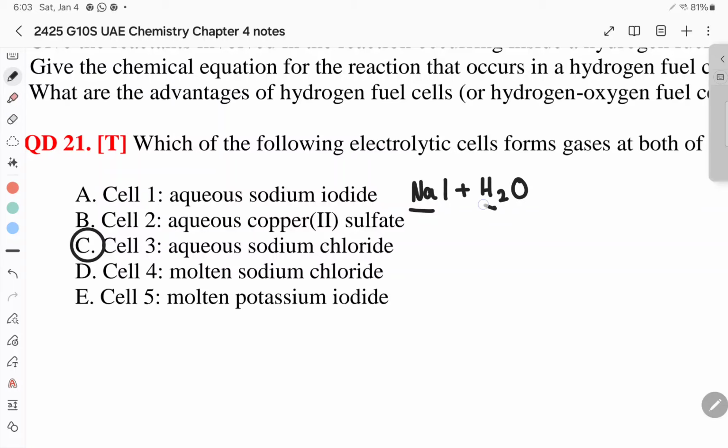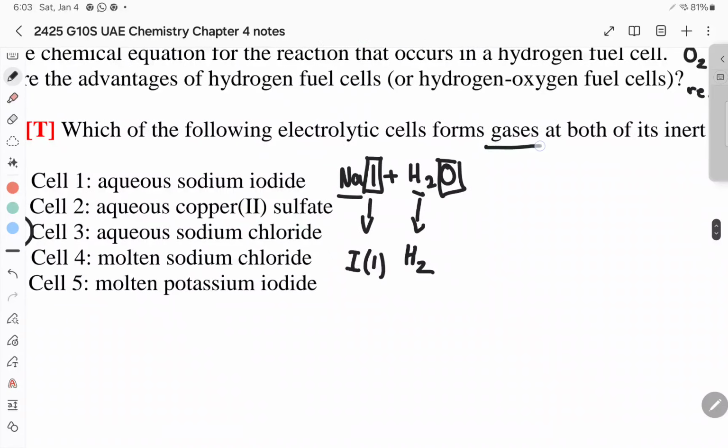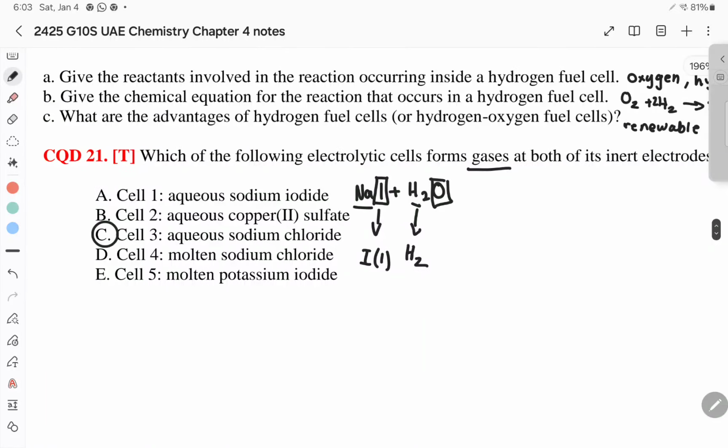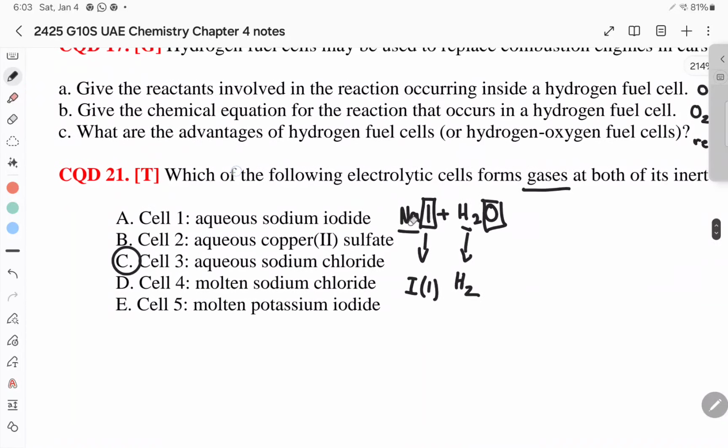So between Na and H, it's going to form hydrogen gas, H2. And between I and OH, the I is going to win over the OH. So you're going to have iodine in your final. These are going to get displaced from the reaction, so you're going to have I, but I is a liquid, so not a gas. And they want the one that forms gases at both of its electrodes. So this one is not the answer.